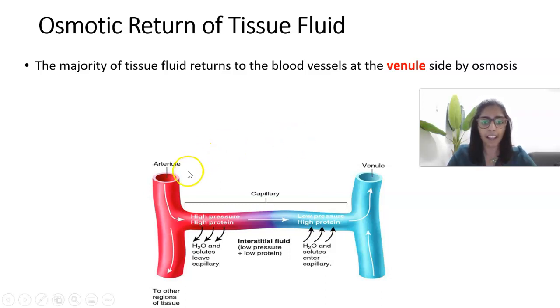So what we tend to have is movement from high water concentration at this side here to low water concentration in the tissue fluid. This then becomes the high water concentration area, therefore water will start to return back to the bloodstream at the venule end.